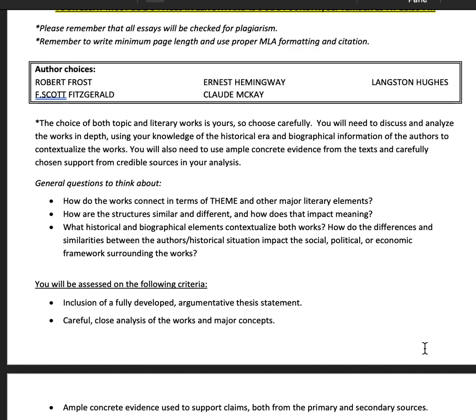Make sure you discuss and analyze both works in depth using your knowledge of the historical situation as well as how to analyze different genres like poetry or prose to analyze both works. And like I said, you want to pull in specific concrete evidence from both texts to help support your claims. Now, this is really, really important.